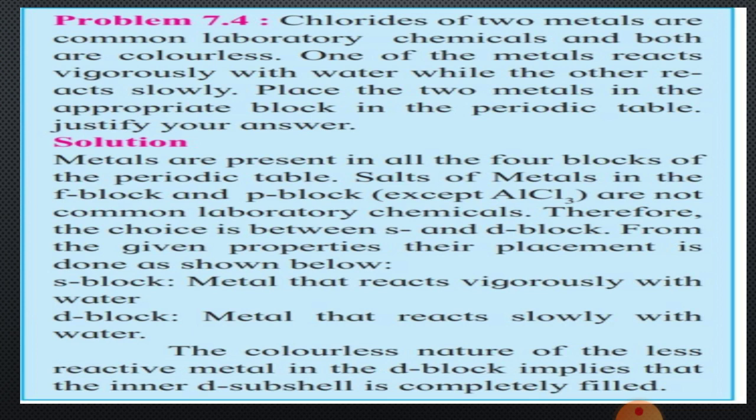So let's see over here. Metals are present in all four blocks, S block, P block, D block, F block. Salts of metals in the F block and P block are not common laboratory chemicals. Therefore, leaving behind F block and P block, because metal salts of the F block and P block are not common, we are supposed to choose between S block and D block.